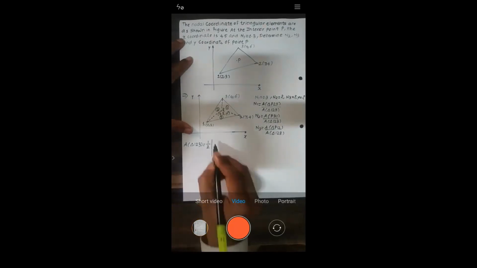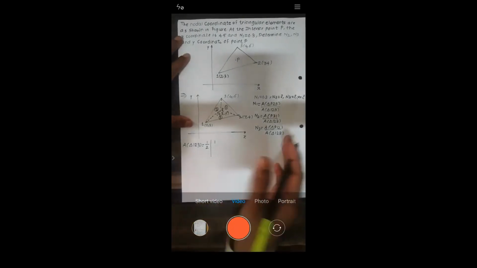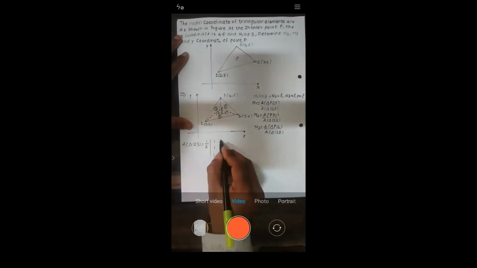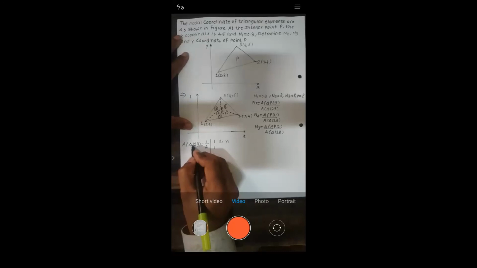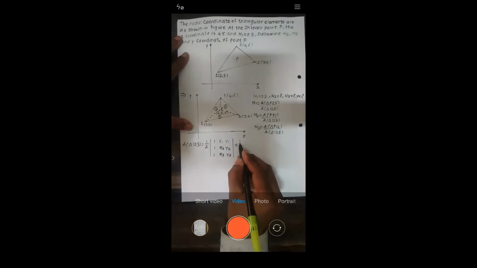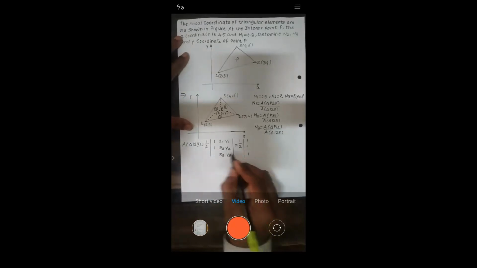Half into the mod of this matrix. I am not writing the matrix, I am directly writing the mod of the matrix. So 1, 1, 1. You should have x1, y1 for node number 1, x2, y2 for node number 2, and x3, y3 for node number 3. Is it okay? So it is equal to half, 1, 1, 1.